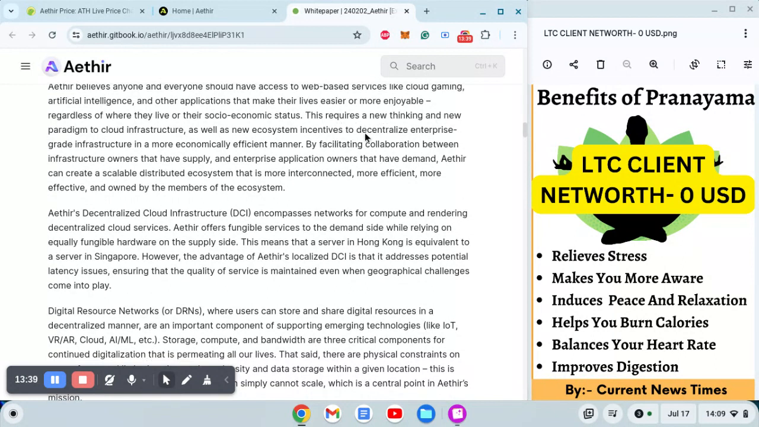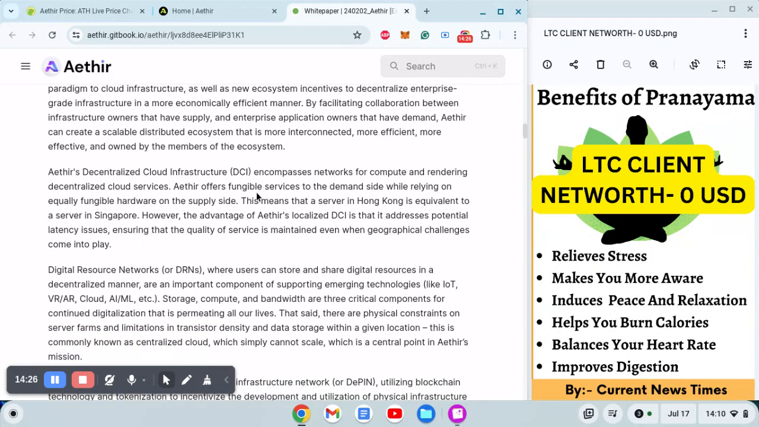This requires a new thinking and new paradigm to cloud infrastructure, as well as new ecosystem incentives to decentralize enterprise grade infrastructure in a more economically efficient manner. By facilitating collaboration between infrastructure owners that have supply, meaning the people who will provide the GPU power to the Aethir network, and enterprise application owners that have demand, so the companies or the people who want GPU power for rendering services and other tasks which require high computing power, Aethir can create a scalable distributed ecosystem that is more interconnected, more efficient, more effective, and owned by members of the ecosystem.